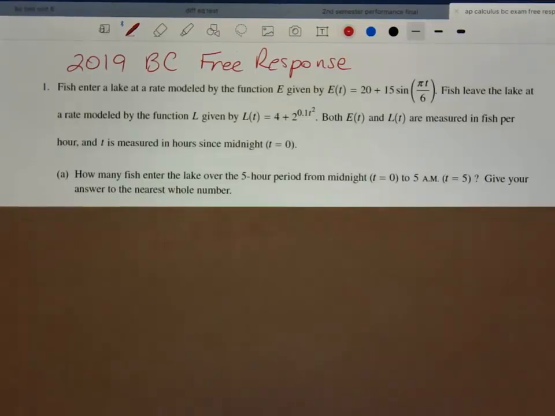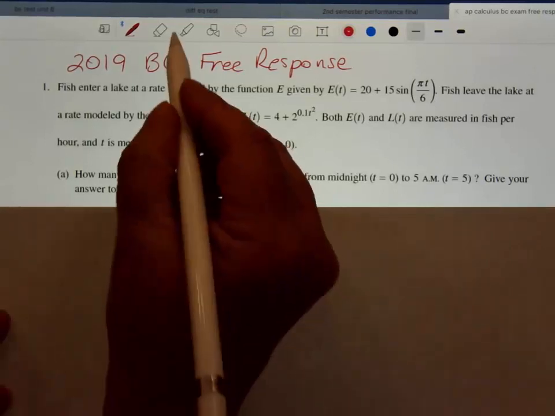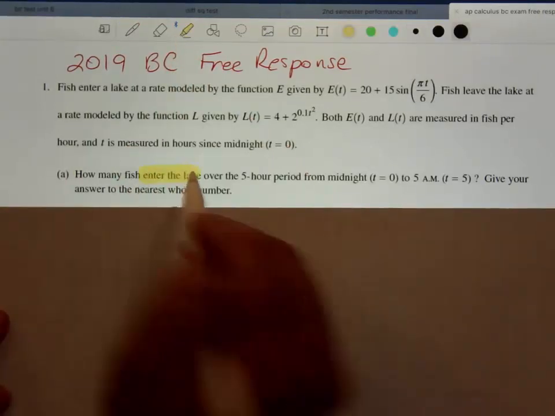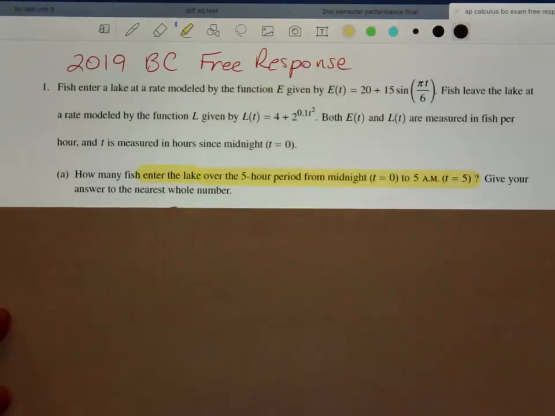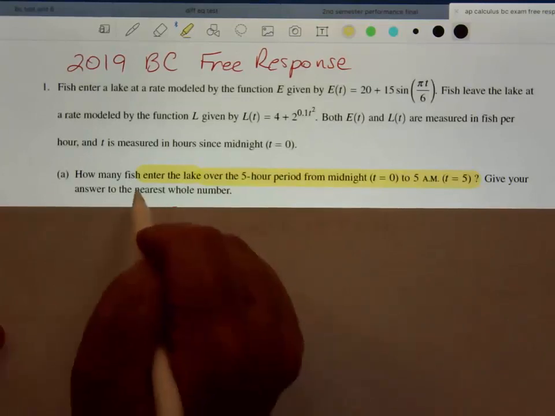Fish enter a lake at a rate modeled by the function E of t and leave the lake at a rate L of t, so it's an in and out function. Both E of t and L of t are measured in fish per hour. t is measured in hours since midnight, which makes the calculations a little easier. First question: how many fish enter the lake over the 5-hour period from midnight to 5 a.m.? They tell you t equals 0 to t equals 5. Give your answer to the nearest whole number.